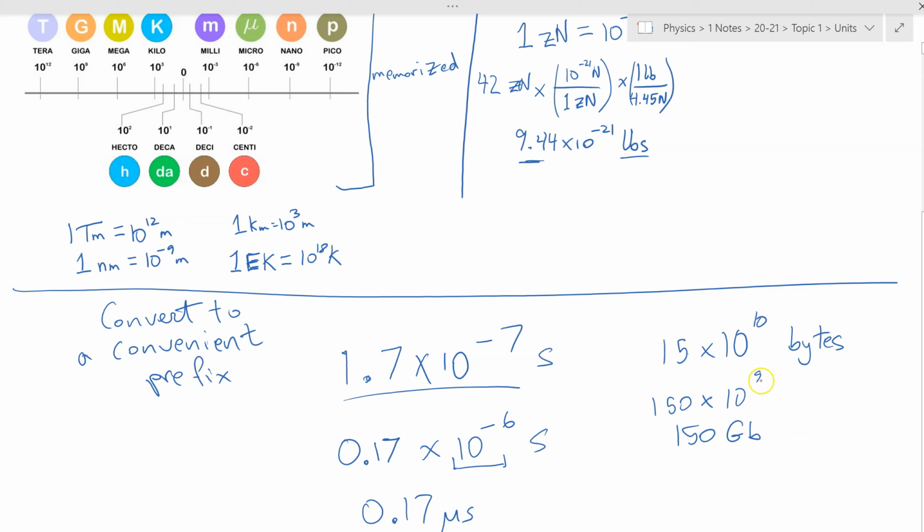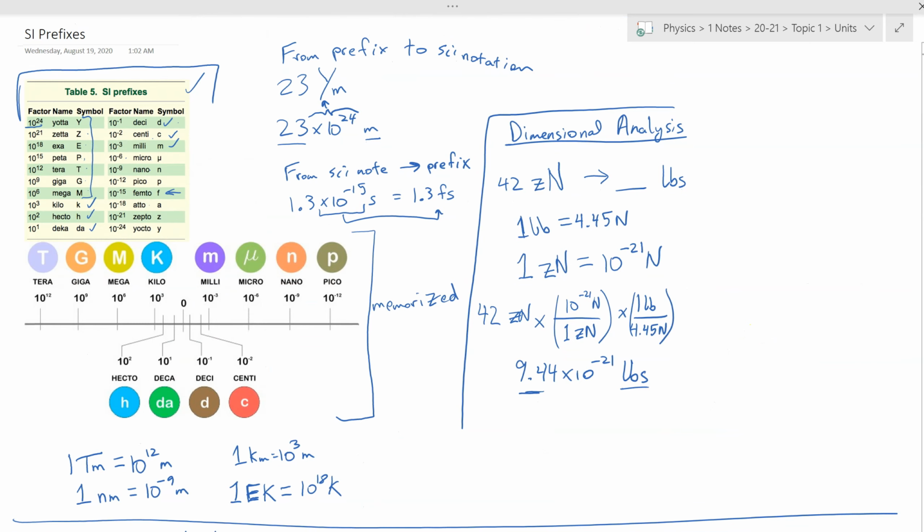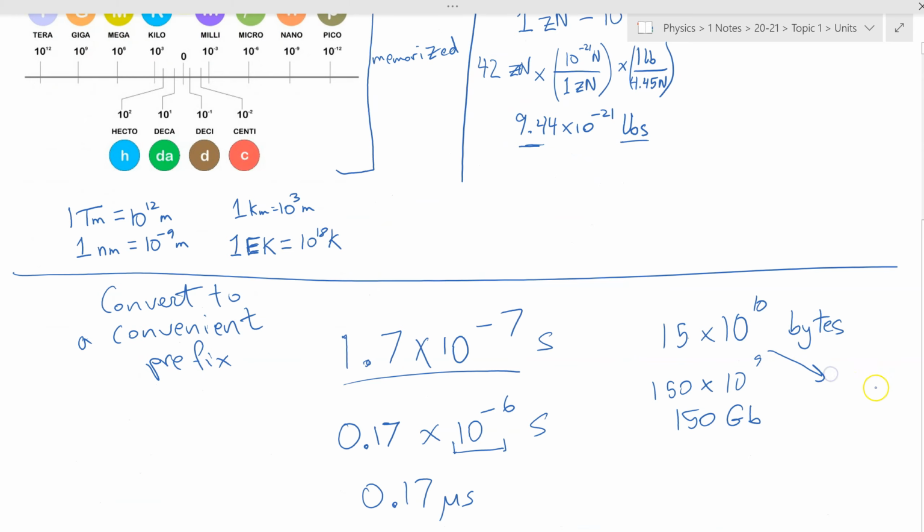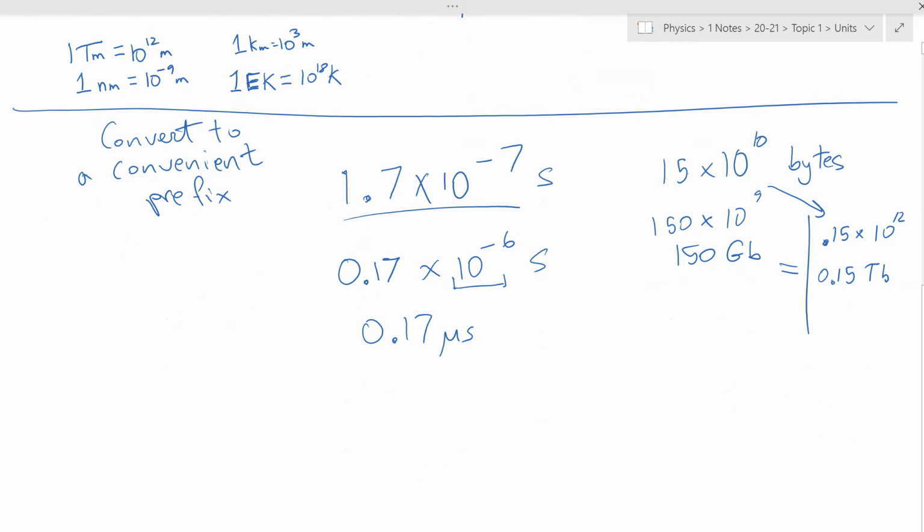You don't have to always go to the closest one if it's more convenient. So 10 to the 10 is not too far away from tera, which is 10 to the 12. So you could also convert it to 10 to the 12, and that's two more factors of 10 right here, so I need two less factors of 10 out there. So this could be written as 0.15 terabytes or 150 gigabytes. These things are equal to each other. So it just depends on what you think is convenient when you convert to the nearest prefix.